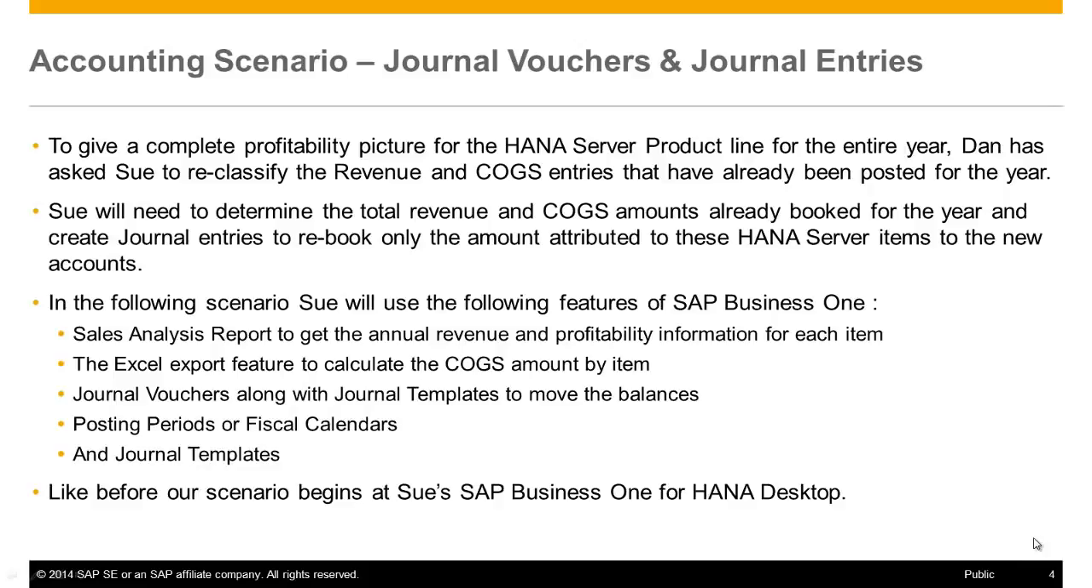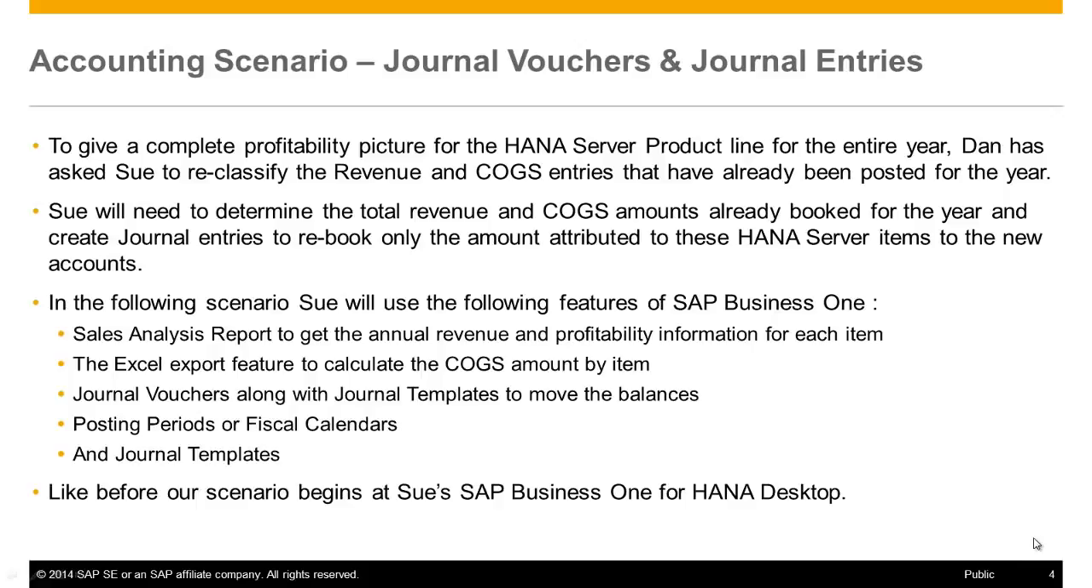In the following scenario, Sue will use the following features of SAP Business One accounting module: the sales analysis report to get annual revenue and profitability information for each HANA server, the Excel export feature to calculate the cost of goods sold amount by item, journal vouchers to move the balances to the new accounts as of 7/31, journal templates to facilitate the fast and error-free posting of those journal entries, and posting periods or fiscal calendar.